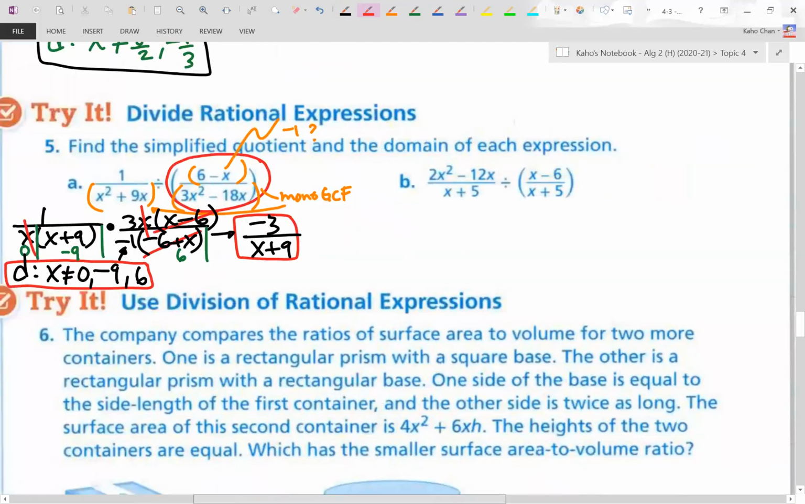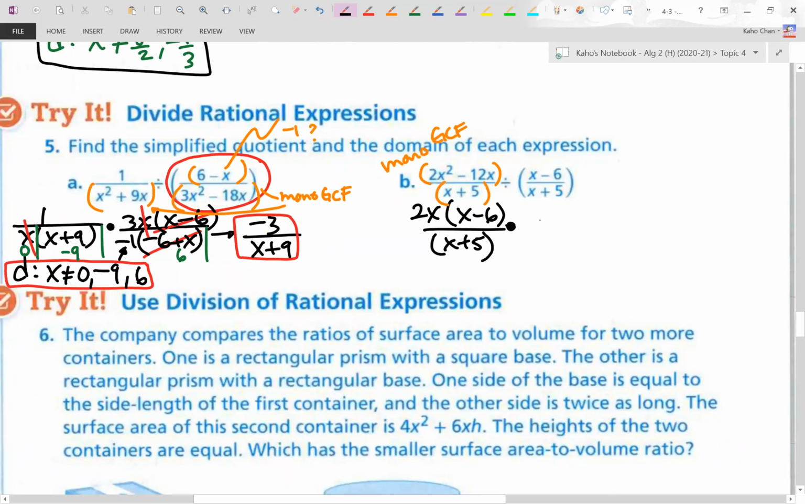Moving on to letter B here. Parenthesize. And it looks like I only need a, oh, great. This is actually easier than the first one. Take out a monomial GCF there. On top, take out a 2x. That leaves me with x minus 6 over x plus 5.